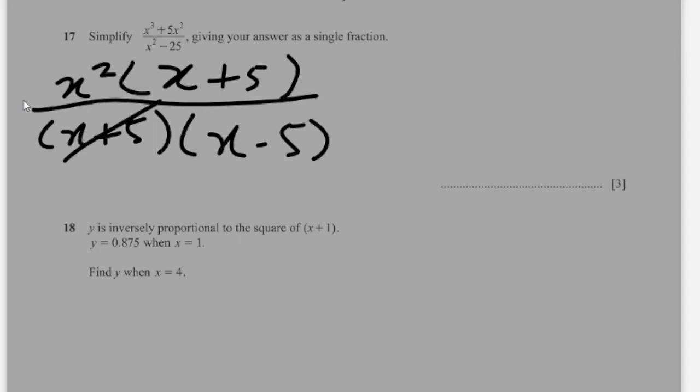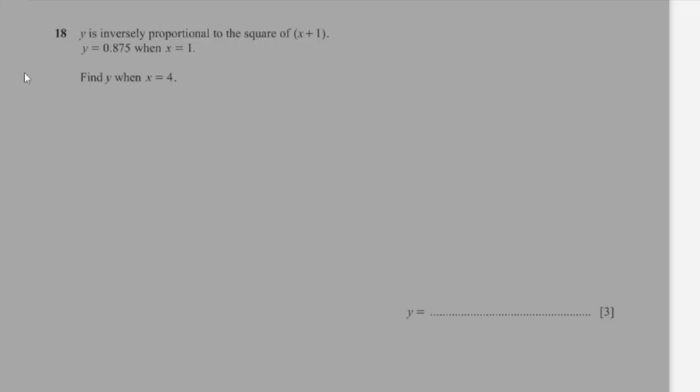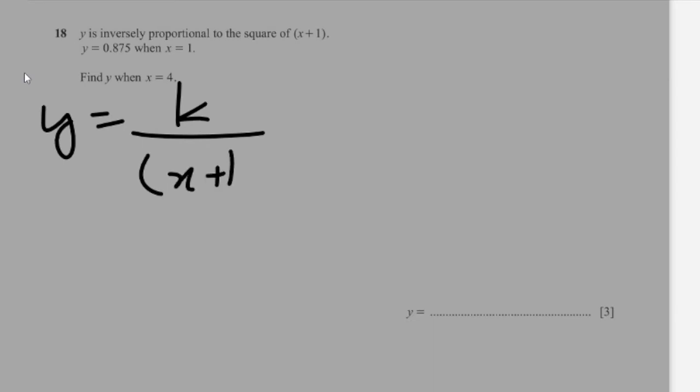So I cancel x plus 5 and x plus 5, which leaves us with x squared divided by x minus 5. 18. Y is inversely proportional to the square of x plus 1, which means y is equal to k, an unknown value, divided by the square of x plus 1.